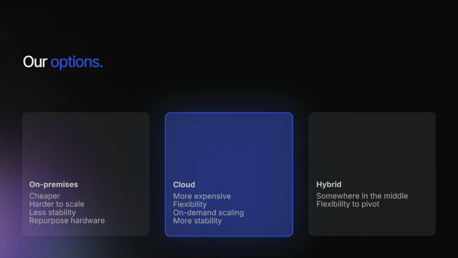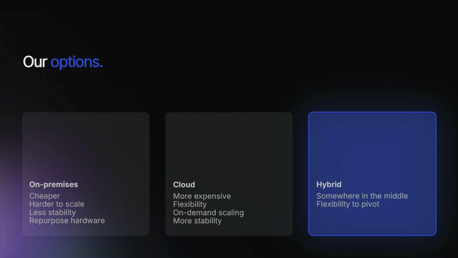So a cloud deployment can be more expensive in the long term, but it's going to offer greater flexibility and the ability to scale on demand. And it may also offer more stability. Large outages are uncommon, and when we're in the cloud, hardware failure isn't really a concern anymore. And then hybrid can allow us to tap into some of the benefits of both, as well as giving us the flexibility to pivot.